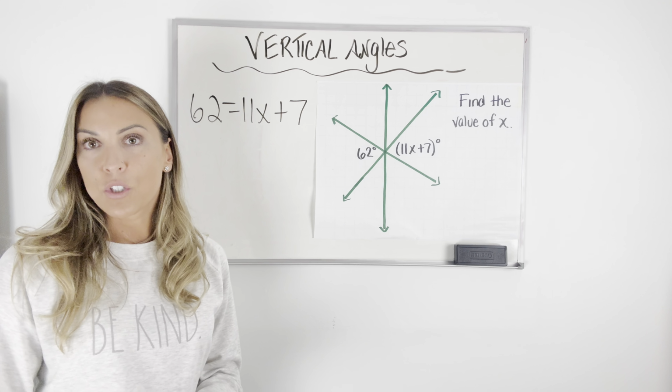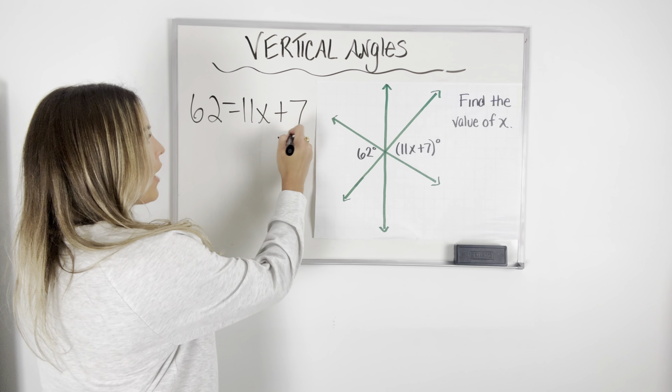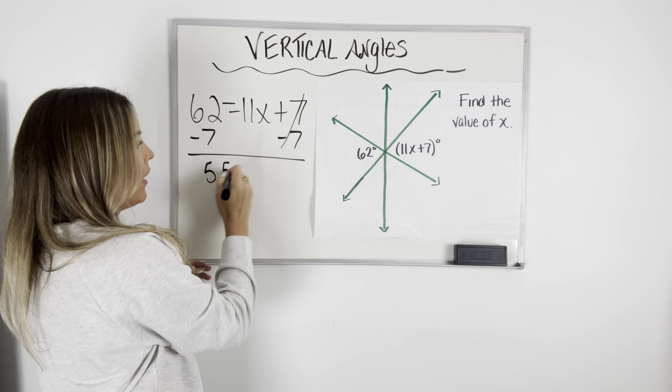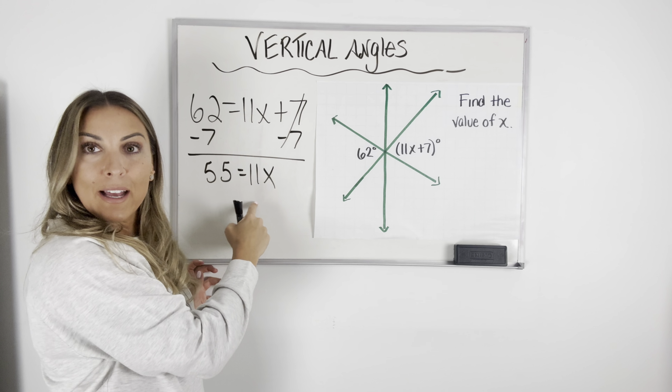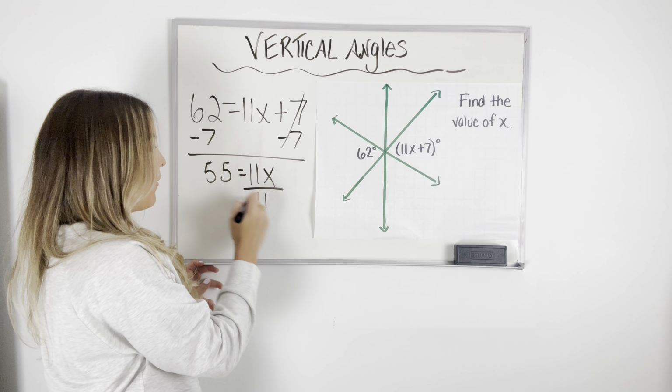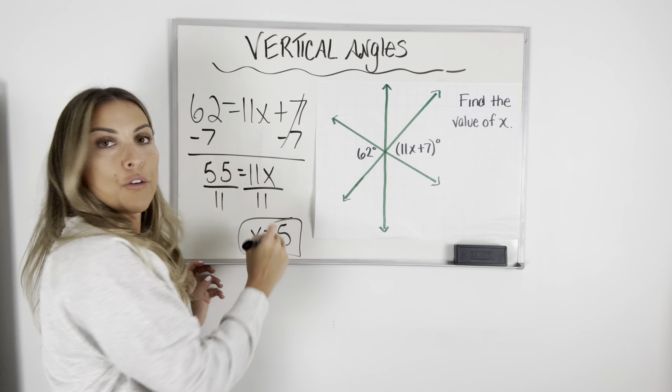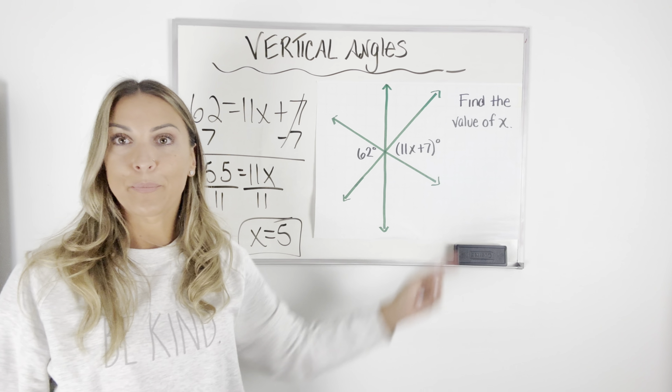Now I just have to solve a two-step equation. So I'm going to go ahead and subtract 7 on both sides. So that's going to give me 55 equals 11x. I want that x by itself, so I'm going to divide by 11 on both sides, and that's going to give me x is equal to 5. And that answers my question.